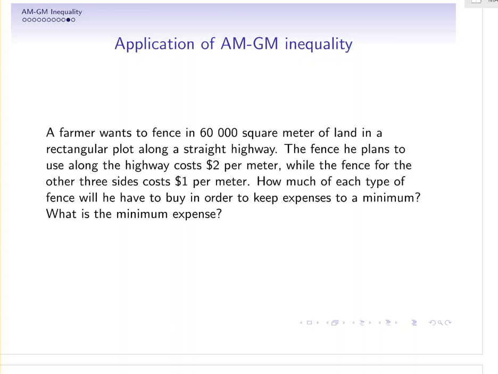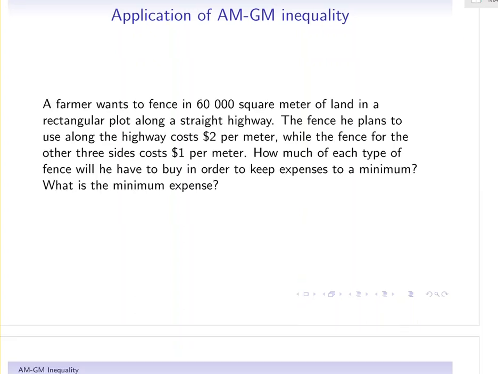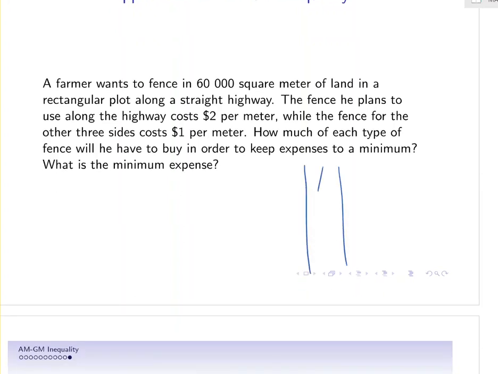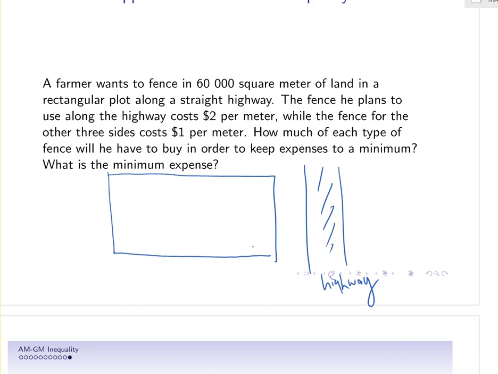Now, in order to solve the problem, let's first draw a graph illustrating what's happening in the story. So I'm going to assume this is a highway. And let's draw a rectangular plot to denote the land that the farmer is going to put the fence on. I'm going to assume the side along the highway to be of length x meters, and the other side, we actually know how long it should be because we know the area is 60,000 square meters, so the other side has to be of length 60,000 over x meters.